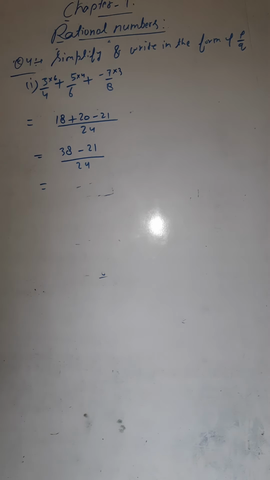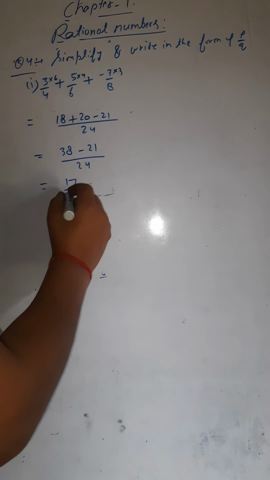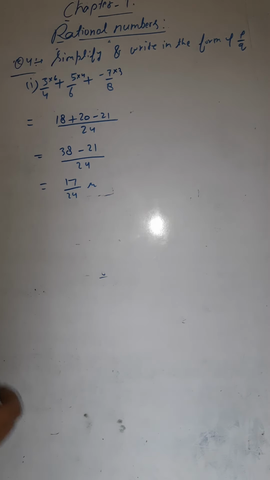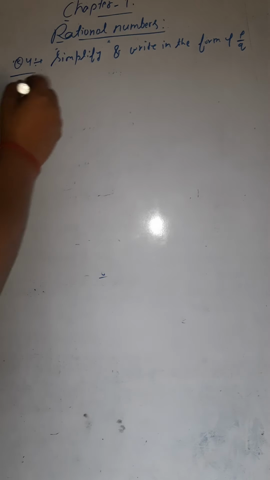So how much would be the answer here? 8 minus 1, 7. 3 minus 2, 1. 17 by 24 would be the answer. Okay, this is how we will solve the question. Just note it down. And some other questions also I am going to give you here. Write down some other questions. Second part of the question.